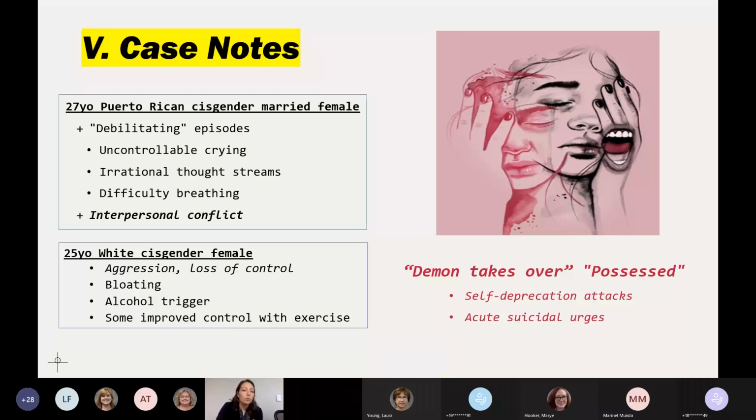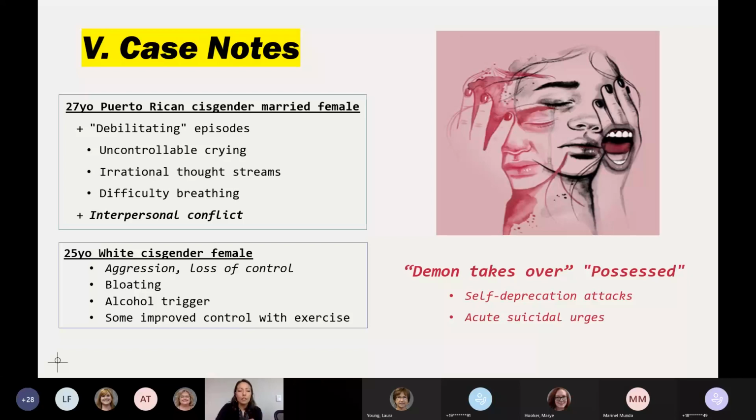The first woman was a 27-year-old Puerto Rican cisgender married female. She came to me with a diagnosis of anxiety, which we found out to be PMDD, but she described debilitating mood episodes that would occur cyclically, involving uncontrollable crying, irrational thought streams where she was having paranoid thoughts about her partner cheating on her when they were in a very stable and trusting relationship, and some difficulty breathing. These episodes were really impairing to her relationship. When she was not in the midst of these episodes, she was functioning well and was in a loving relationship. She was seeking help and understanding, and I think getting a diagnosis, learning tracking, and clear established behaviors that she could use to self-manage these symptoms was key for her.